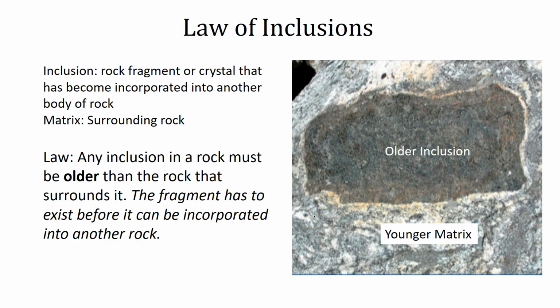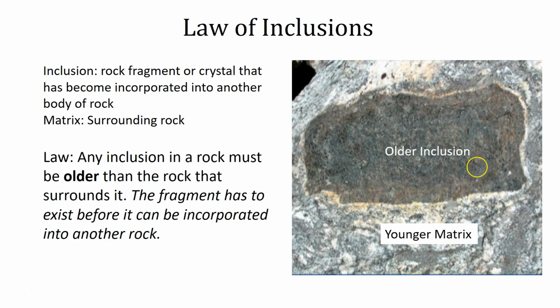All right, our last law of geology here is the law of inclusions. This one doesn't get used a whole lot, but whenever it does, it's definitive and it really helps us out. So, a couple of vocab words here. Inclusion is a rock fragment or crystal that has been incorporated into another body of rock. And matrix is just the word that describes that surrounding rock. So, inclusion is the fragment, matrix is what is around it. So, our law tells us that any inclusion in a rock must be older than the rock that surrounds it. So, boiling it down, a rock fragment has to exist before it can be incorporated into another rock.